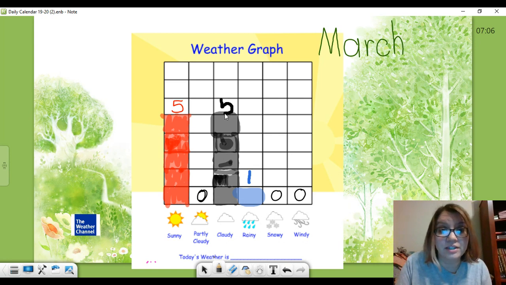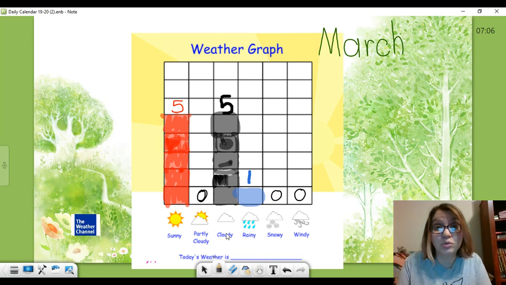And then I want you to look at this graph for a minute, and I want you to think about something. Look at this graph. What just happened with sunny and cloudy? What are they now? Did you say equal? Good. Or the same? They are equal. They both have 5.